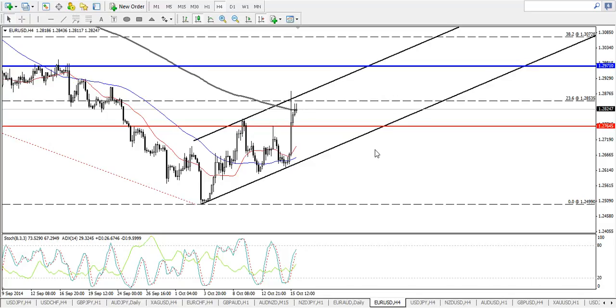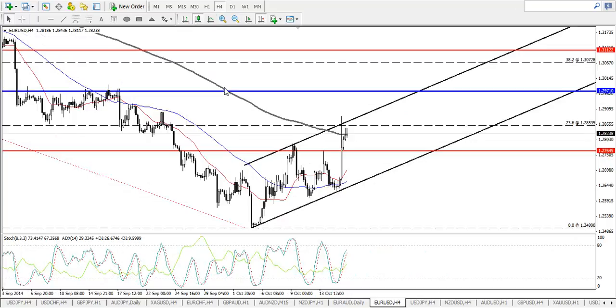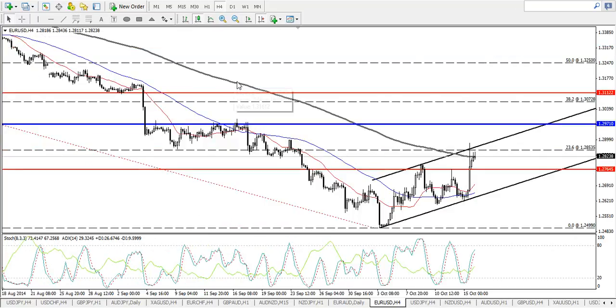So we're gonna go through the four major currency pairs again. The very first we're gonna go through is the euro against the US dollar. So what you're seeing here is a 4-hourly chart.